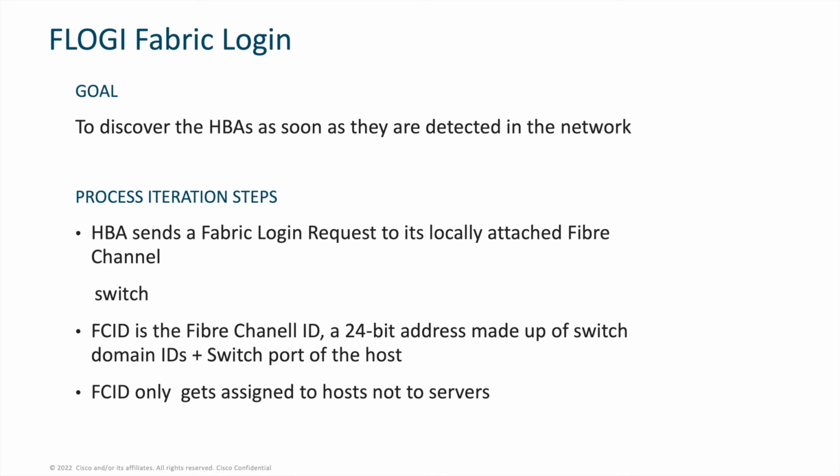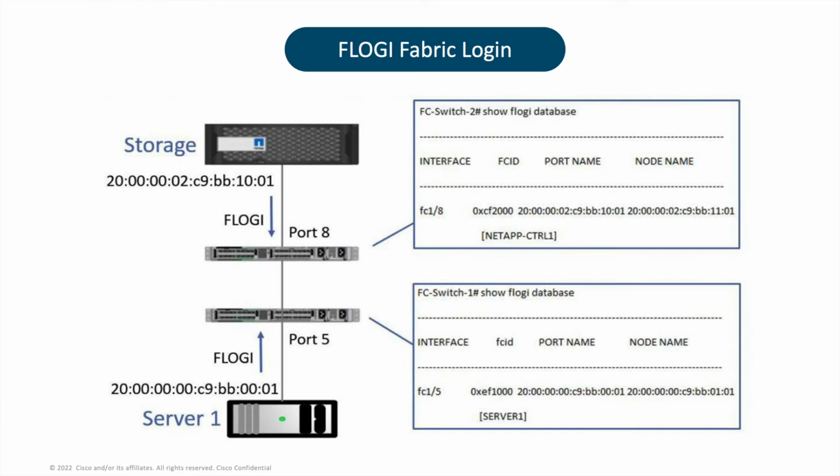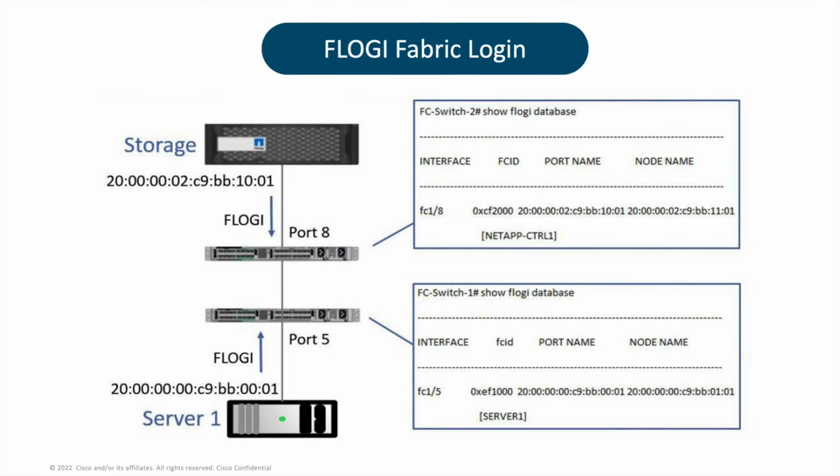Next thing to note about is FLOGI or Fabric Login. When a server's or storage system's HBA comes online, it sends a FLOGI Fabric Login request to its directly attached MDS Fibre Channel switch. That switch will then assign it a 24-bit FCID Fibre Channel ID address. The FCID assigned to the host is made up of the domain ID and the switch port the host is plugged into.